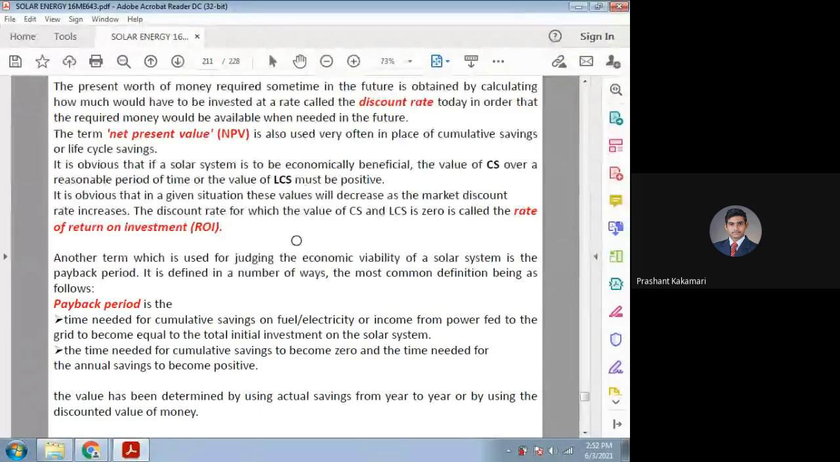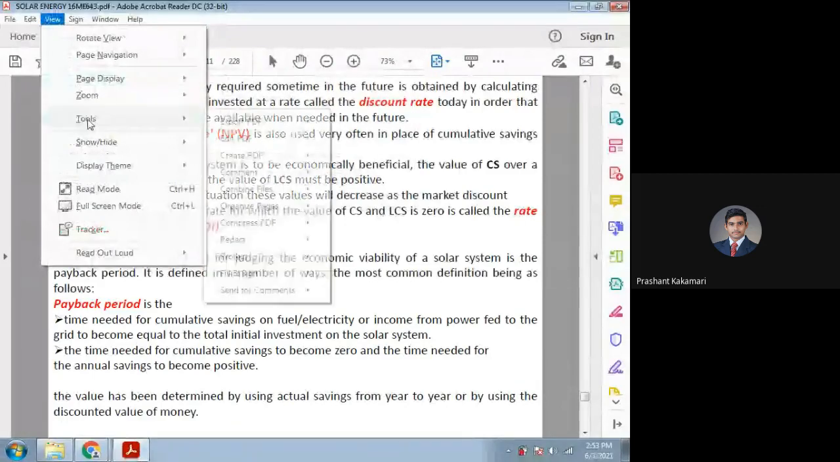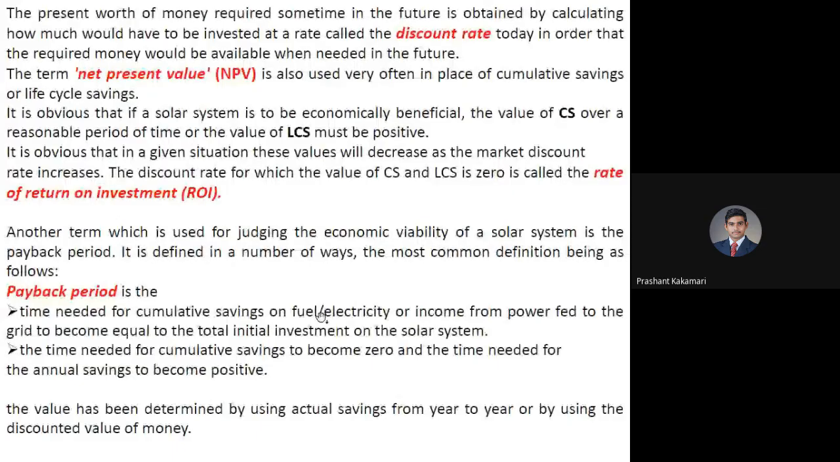Next we'll discuss the remaining part, that is just a minute. Here you can see, in this we are going to discuss what is the meaning of discount rates, net present value. So that is nothing but the present worth of the value, then return on investment, then payback period.